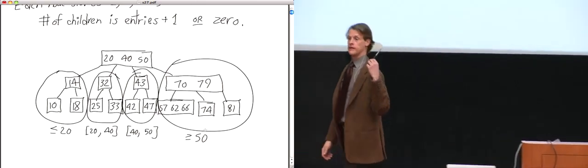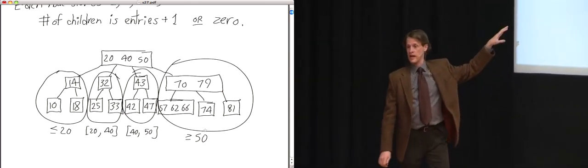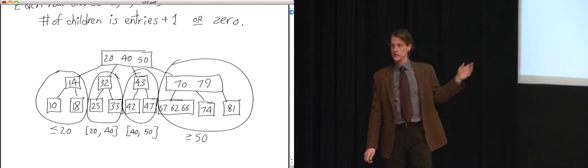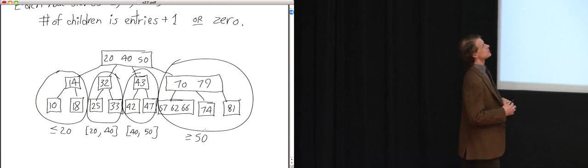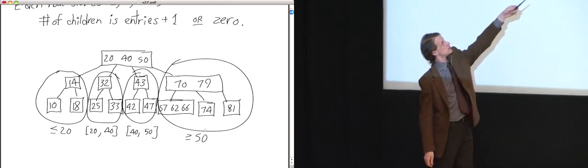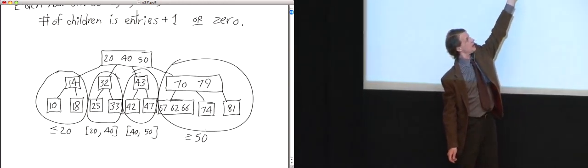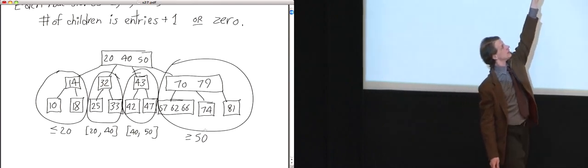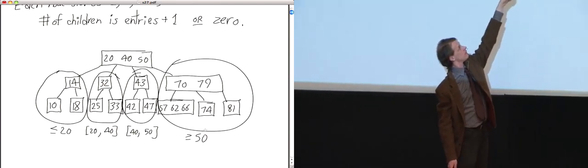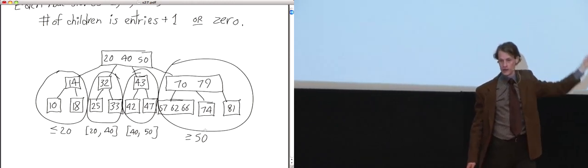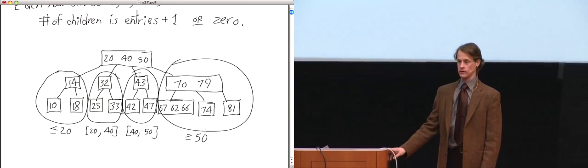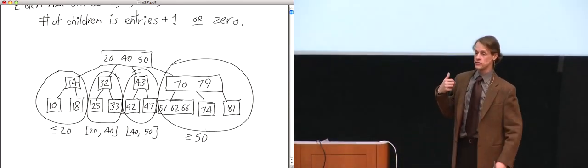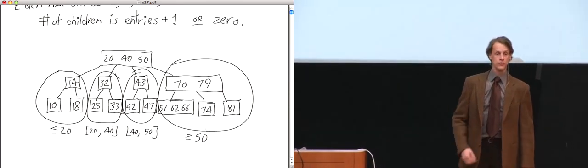Another thing you'll notice about this is that you could do an in-order traversal on this just like you would do an in-order traversal on a binary search tree, and you would list all the numbers in sorted order. So if you do an in-order traversal on this tree, you start by visiting the 10, then the 14, then the 18, then the 20 at the top, 25, 32, 33, 40, and so on. So you can write a recursive in-order traversal of this tree that gives you all the numbers in sorted order.